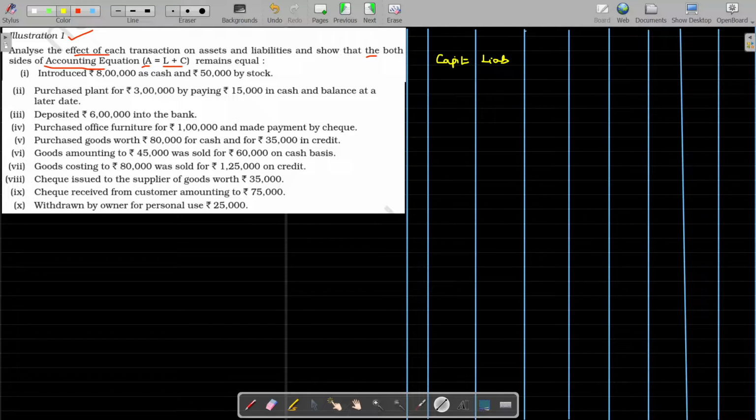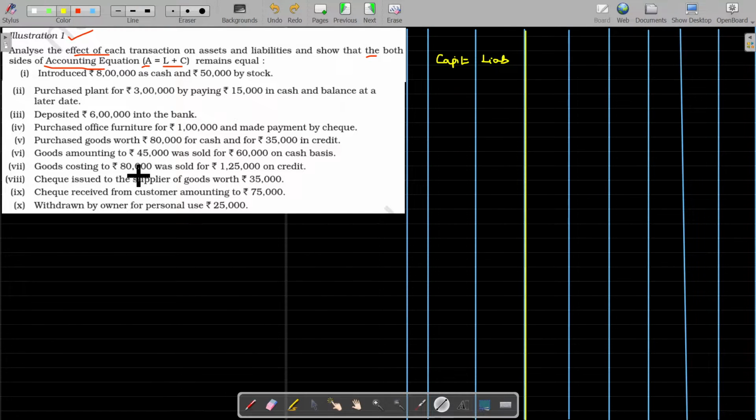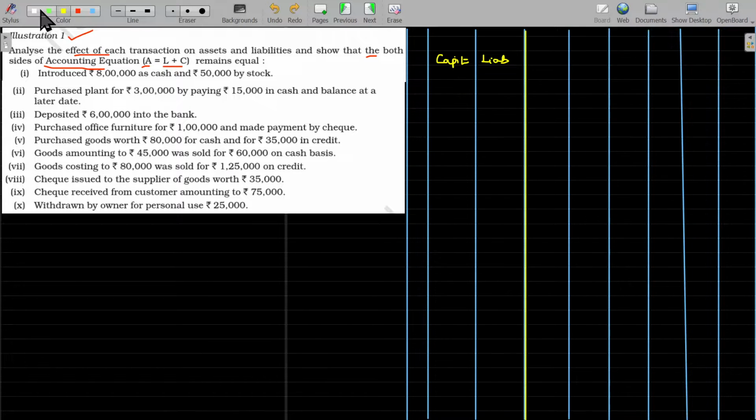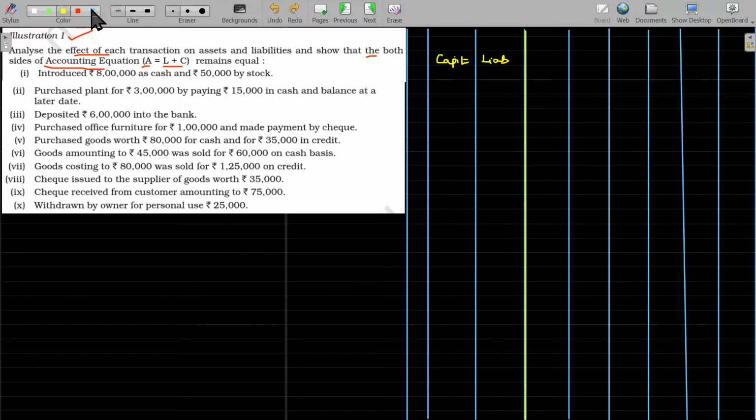Always remember that the capital plus liability should be equal to the summation of all the assets. This will be the asset side. I'm not sure what kinds of assets exist currently. I'll proceed one after another and I'll post other things also simultaneously. Right. Now asset.